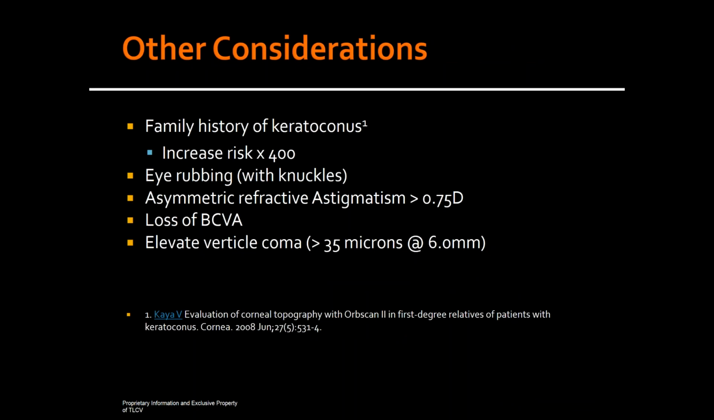Other considerations, don't forget whenever you're looking for keratoconus, the things we talked about on the last webinar: the family history of keratoconus with the increased risk, the eye rubbing, especially with the palms and the knuckles, the asymmetric corneal astigmatism, usually of 0.75 is a trigger for looking for keratoconus, any subtle or significant losses of best corrected vision, particularly in one eye only, and also any elevation of vertical coma, and often in one eye or asymmetrically. We look for anything greater than 35 microns at 6 millimeters, all significant things. So try not to make a diagnosis based on topography alone, but look at all the factors of the patient.